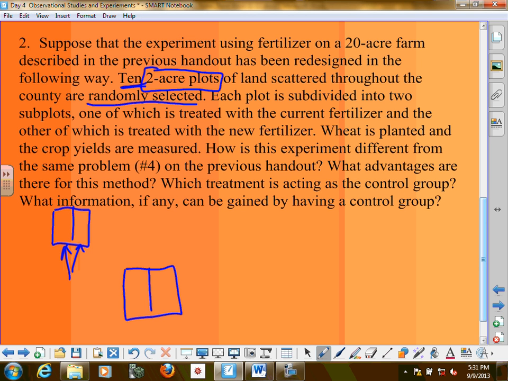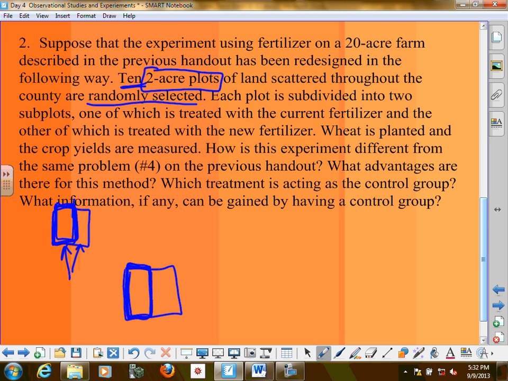Okay, I guess what I could do is take this one on the left, flip a coin, and if it gets heads, then it would get the new fertilizer. And if it gets tails, then the left side gets the current fertilizer. So you randomly assign, so it's not always the left one that gets the new fertilizer. Sometimes the left plot is new fertilizer, sometimes the left plot is current fertilizer.